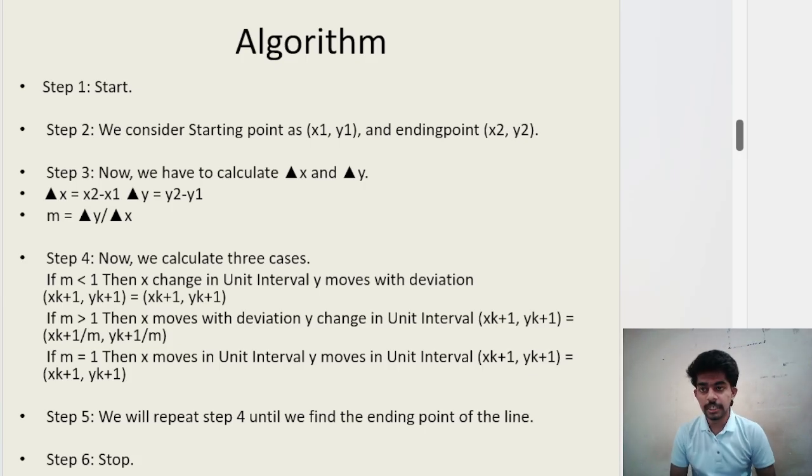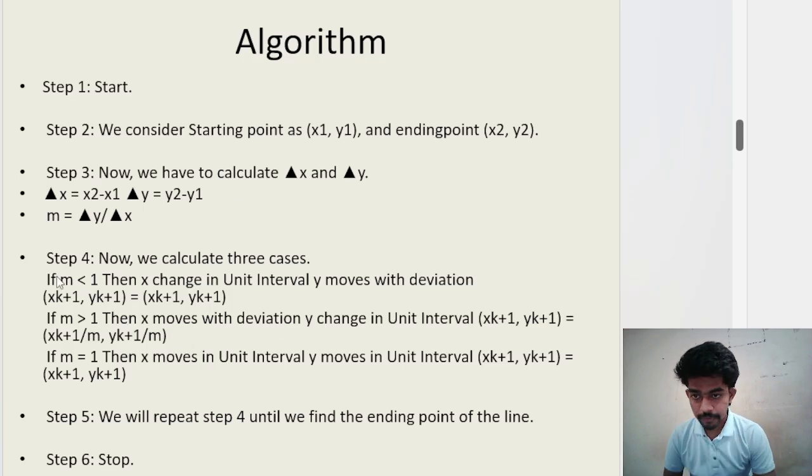Algorithm. So let's see the algorithm. Step 1, start. Step 2, we consider the starting point as (x1, y1) and the ending point as (x2, y2). Step 3, we calculate delta x, which is the change in x, and delta y, which is the change in y. Delta x is x2 minus x1, and delta y is y2 minus y1. And m is the slope, as we know, which is delta y upon delta x.